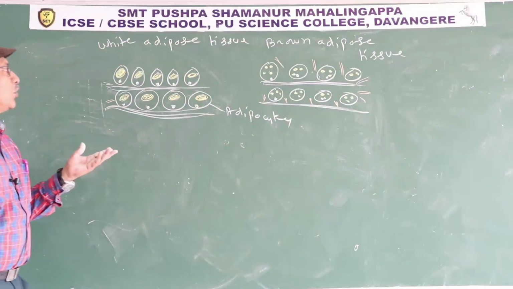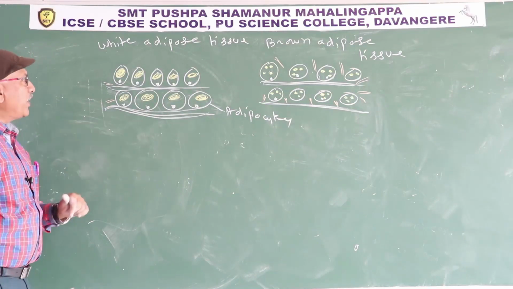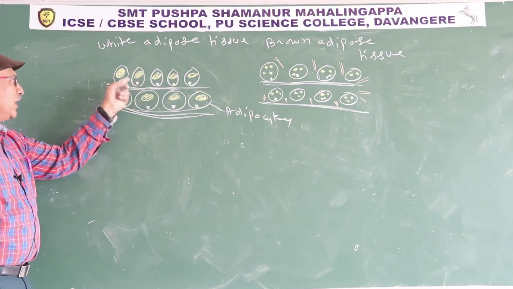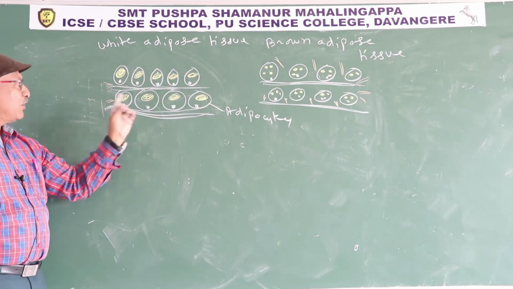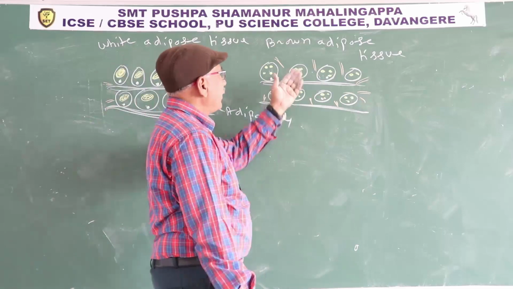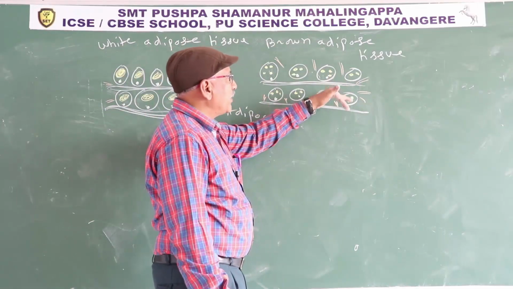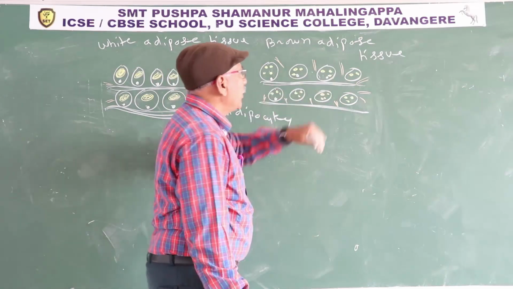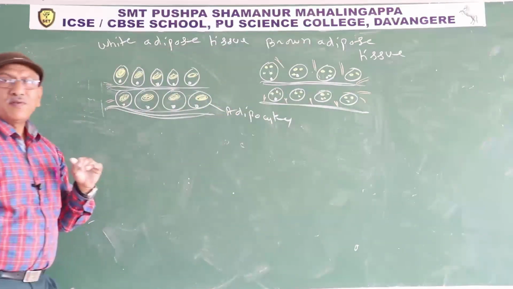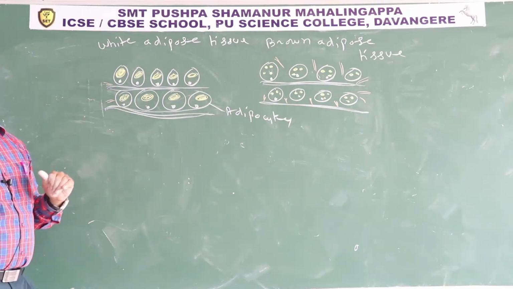Adipose tissue is of two types: white adipose tissue and brown adipose tissue. In white adipose tissue, each adipocyte contains fat in the form of only one droplet. But in brown adipose tissue, fat is in the form of many droplets. Numerous blood capillaries are present, that's why it appears brown in color. Due to the presence of fewer blood capillaries, white adipose tissue appears white in color.